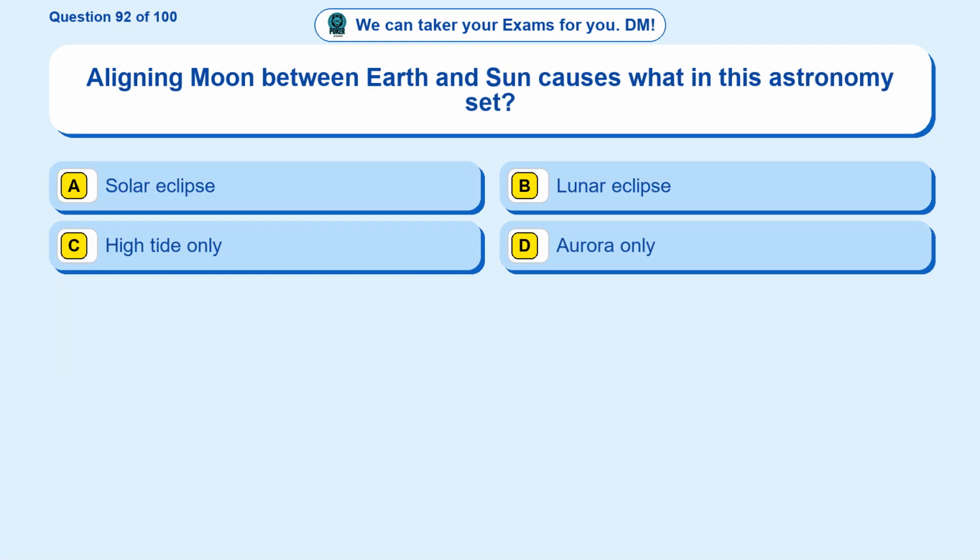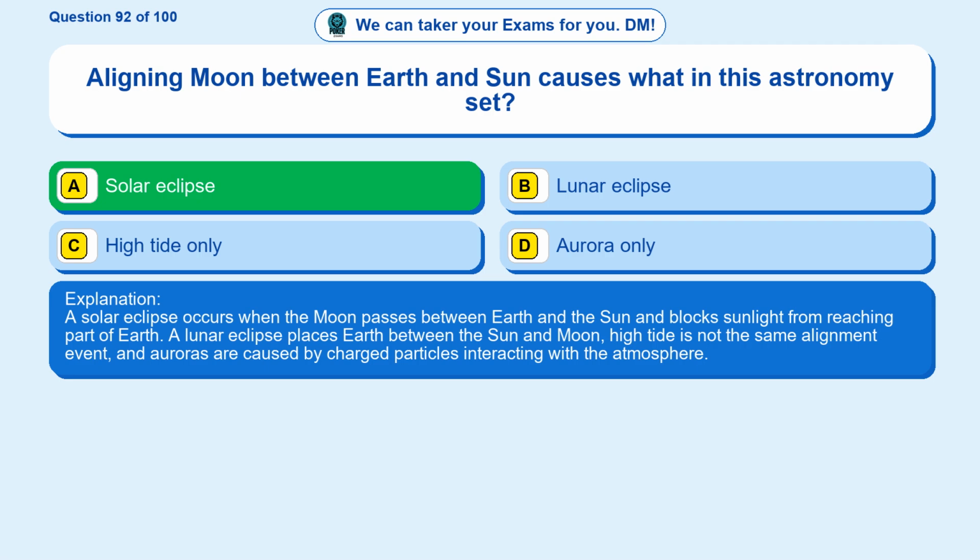Question 92. Aligning moon between Earth and Sun causes what in this astronomy set? Option A, solar eclipse. Option B, lunar eclipse. Option C, high tide only. Option D, aurora only. The correct answer is option A. Solar eclipse. A solar eclipse occurs when the moon passes between Earth and the Sun and blocks sunlight from reaching part of Earth. A lunar eclipse places Earth between the Sun and Moon. High tide is not the same alignment event, and auroras are caused by charged particles interacting with the atmosphere.